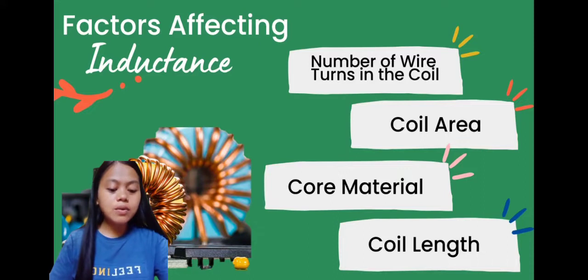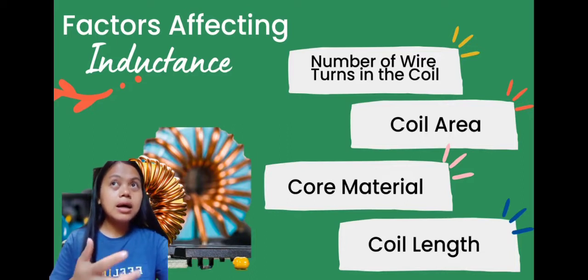And third one is core material. The greater the magnetic permeability of the core to which the coil is wrapped around, the greater the inductance. So, kumbaga, if the coil is, kumbaga, nababalutan, then the inductance is nag-i-increase.